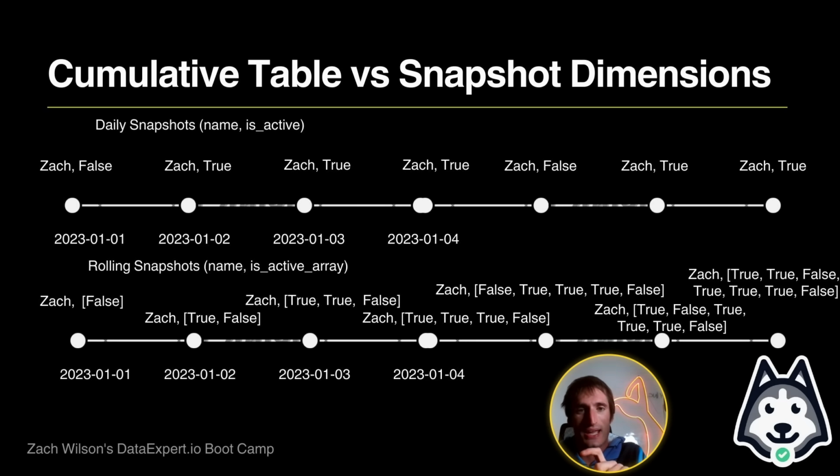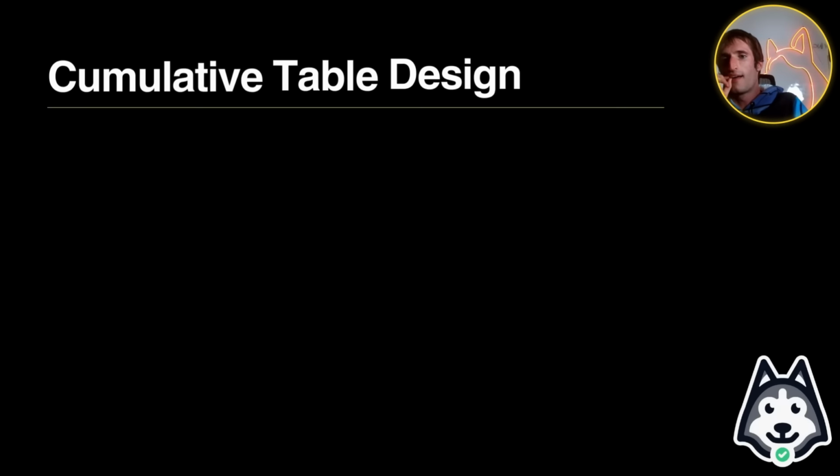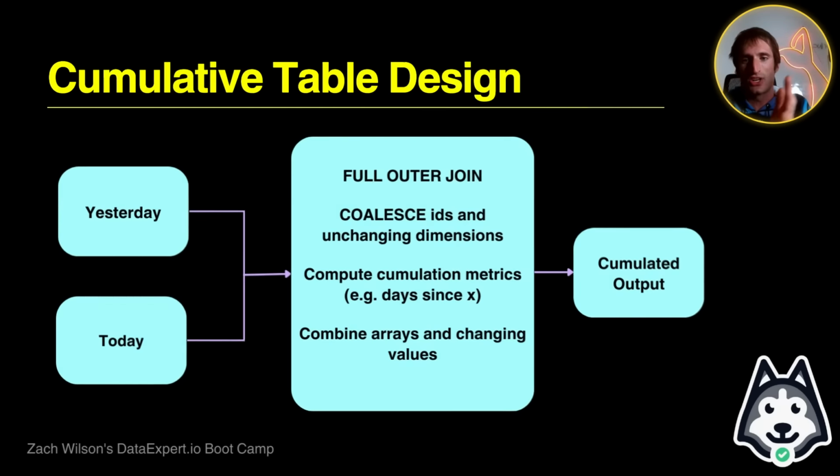But it's not all sunshine and rainbows with cumulative table design. So let's talk a little bit more about what sucks about cumulative table design. Okay, before we get to that, let's take a closer look at an actual diagram. Yesterday will be the cumulative table from yesterday, which might be empty because the very first time you run this, yesterday will be empty and then today will have data.